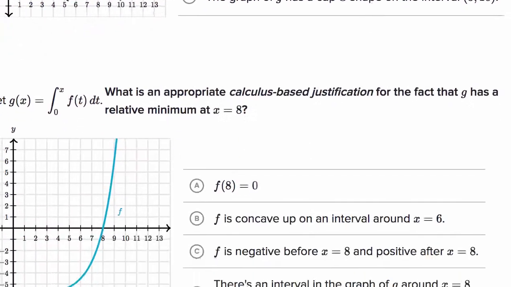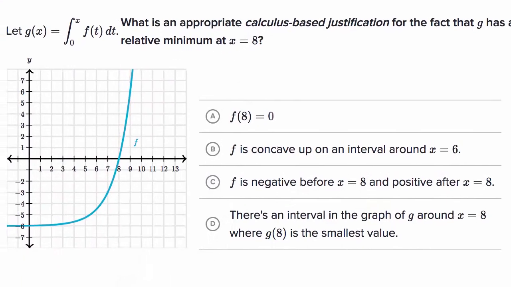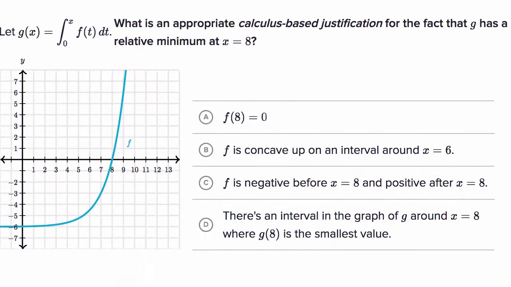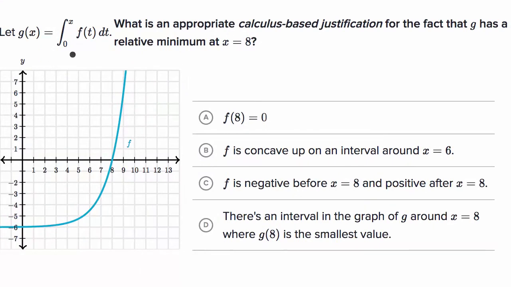So this next one, we have the exact same setup, which all of these examples will have. G of x is equal to this thing here. What is an appropriate calculus-based justification for the fact that g has a relative minimum at x equals 8? Once again, they've graphed f here, which is the same thing as the derivative of g.